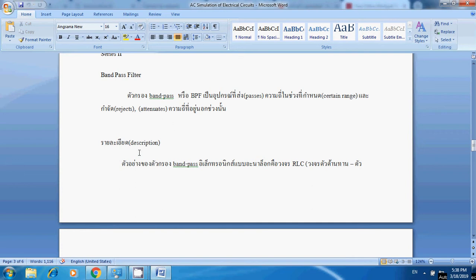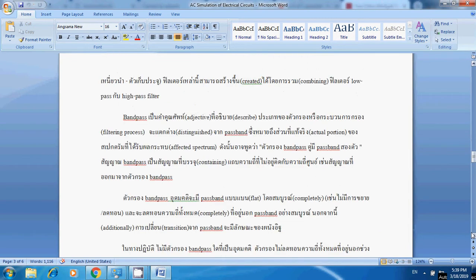Now we talk about the description. An example of an electronic bandpass filter with analog is the RLC series circuit, where you're talking about a resistor, inductor, and capacitor. This filter can be created by combining a low pass filter and a high pass filter. So that's how you get the bandpass filter.